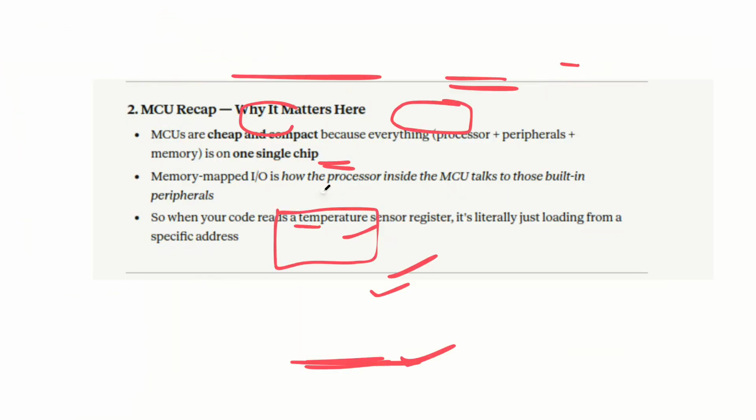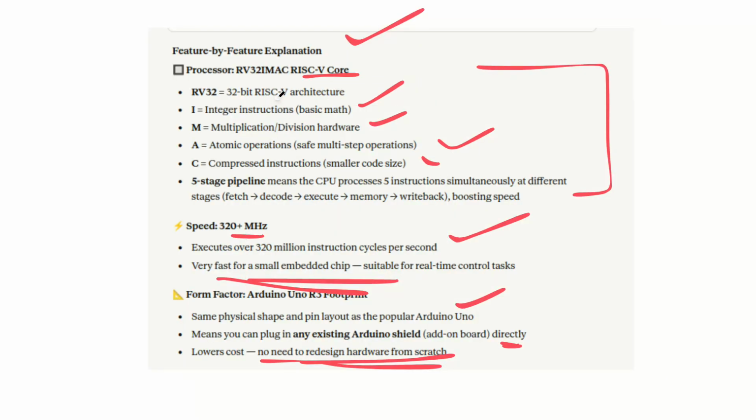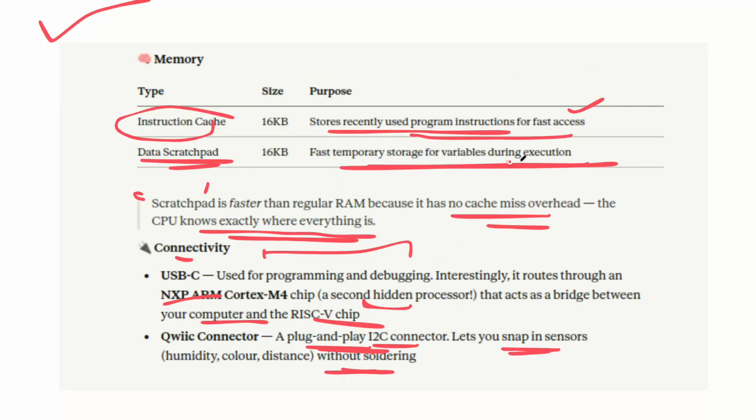So you have to understand here in our Red-V board, which is actually a development board, what are the things you have to understand? The processor is the SiFive FE310. This is a RISC-V core, RV32IMAC, and the speed is 320 million instructions per second. Then we have an instruction cache and data scratchpad for currently used instructions, which is faster than RAM. It temporarily stores the variables during execution, faster than RAM because there is no cache miss there.